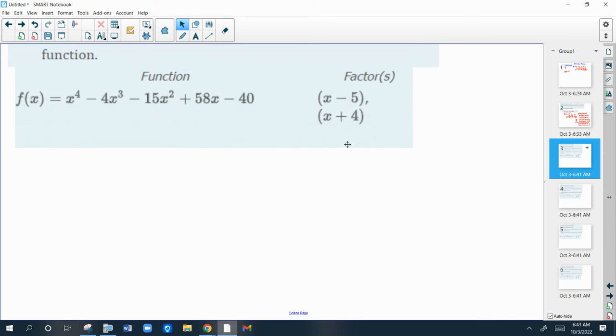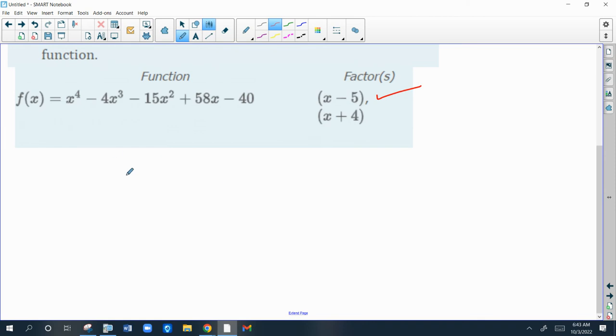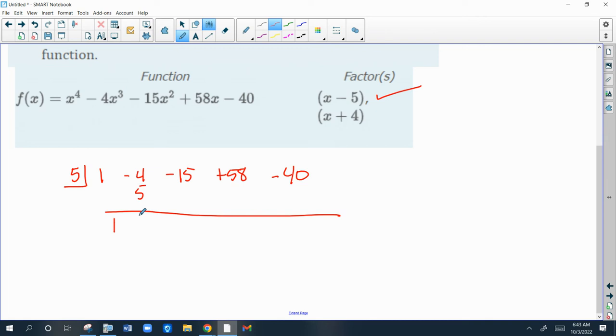So I'm doing A right now. We'll start out with x equals 5. If x minus 5 is a factor, that means x equals 5 is a 0. So if you run through synthetic division with 5, we are going to get 0. If we don't, then we have to check our mistakes. Here we go. Multiply by 5, add, multiply, add, multiply, add, multiply, add. Perfect. Now we're going to do the same thing with x plus 4 or use negative 4.